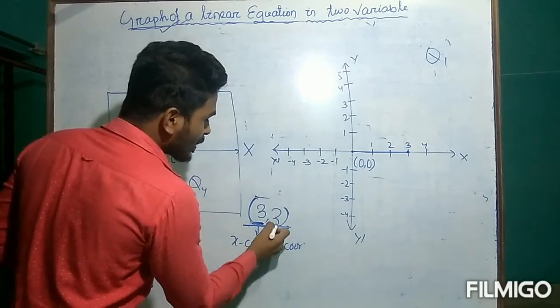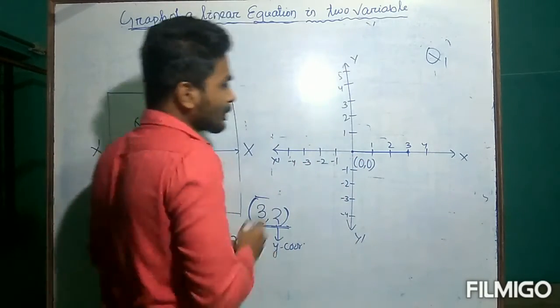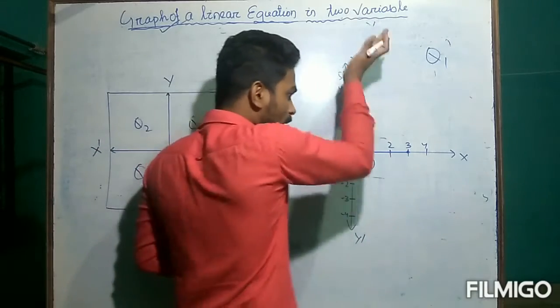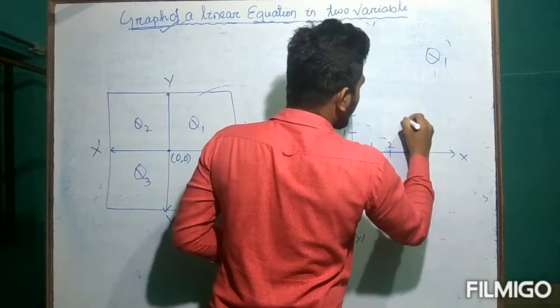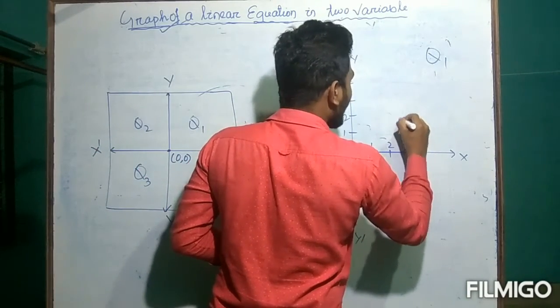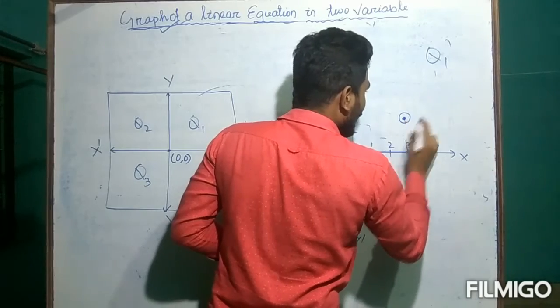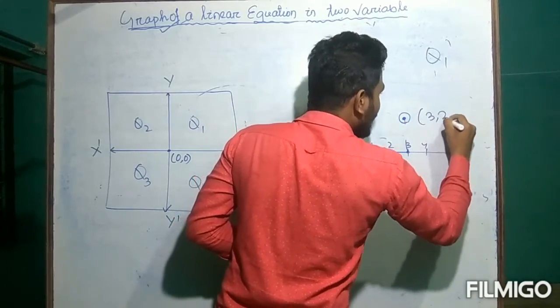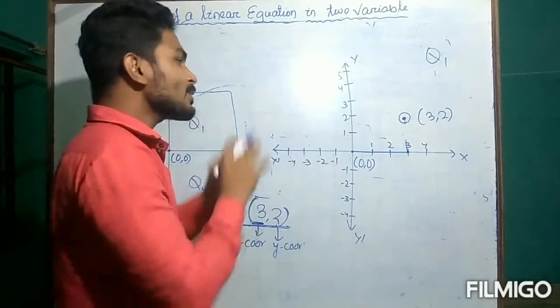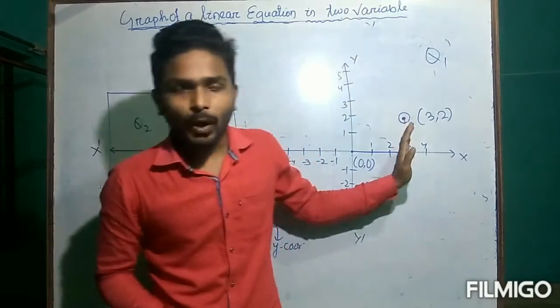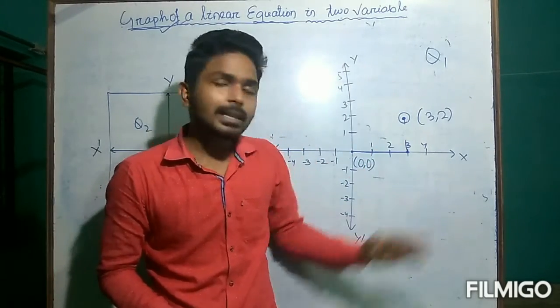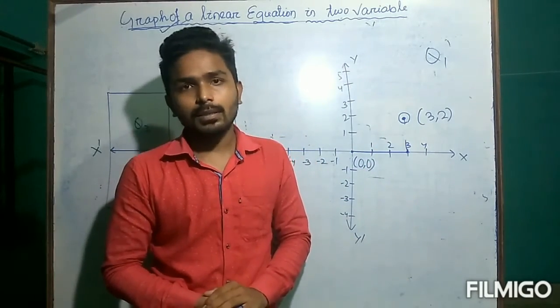Now in y coordinate you have to move 2 units. That means you have to move towards the top, towards the up. Now move there. Now you reach at this point, and this point is represented as 3, 2. So it is clear that any point can be easily represented on a Cartesian coordinate system.